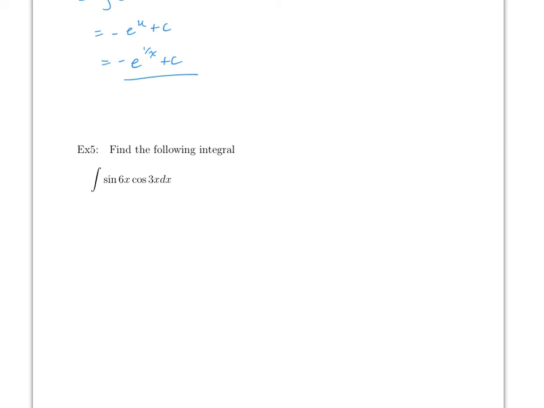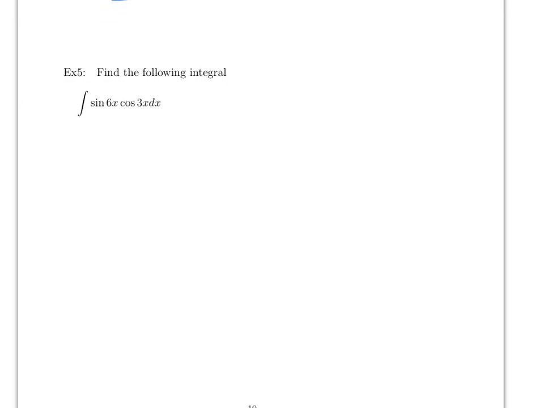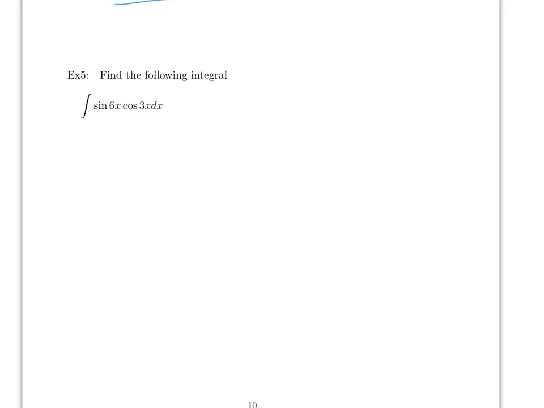Now, number 5 requires an identity that we haven't talked about, so we'll skip it for now, and I'll just go over it in class. It's just an identity from trigonometry, but we haven't used it yet. It's actually pretty simple, but I'll just go over it in class.